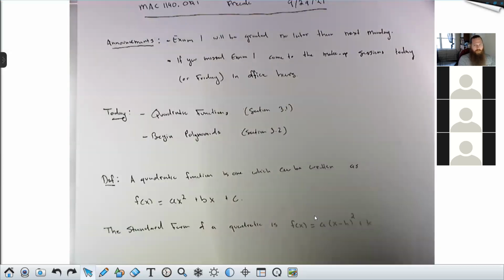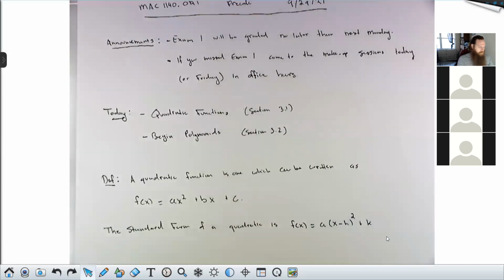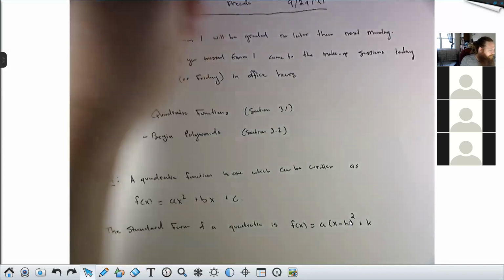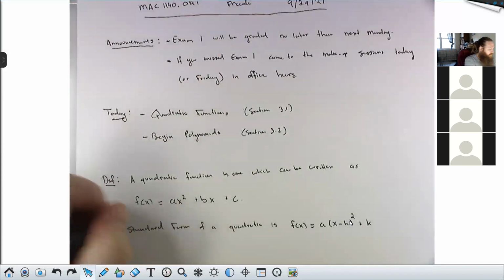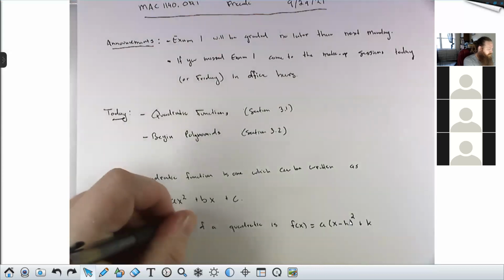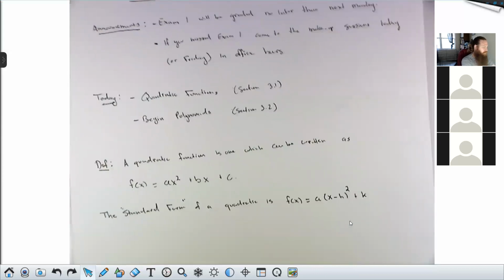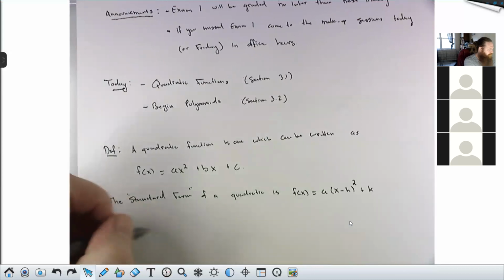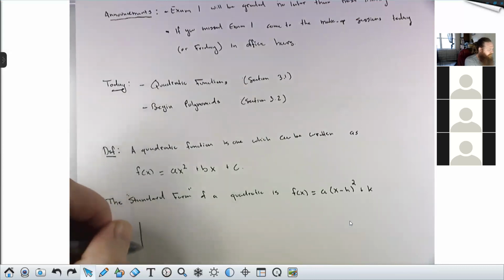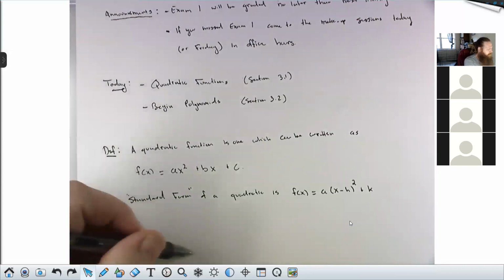The reason most people call this thing the vertex form is because you can get a lot of information about the graph from this form. Specifically, you can tell where the vertex is. So I put standard form here in quotes because it's not the standard thing for standard form. But then the normal pictures, you know.